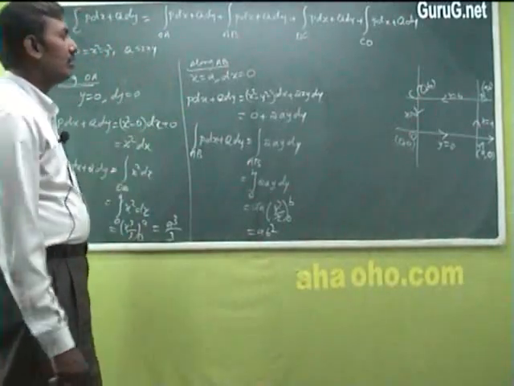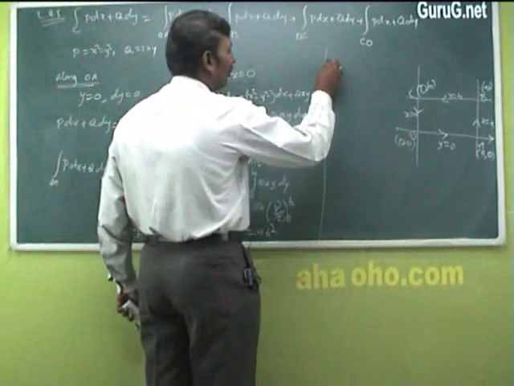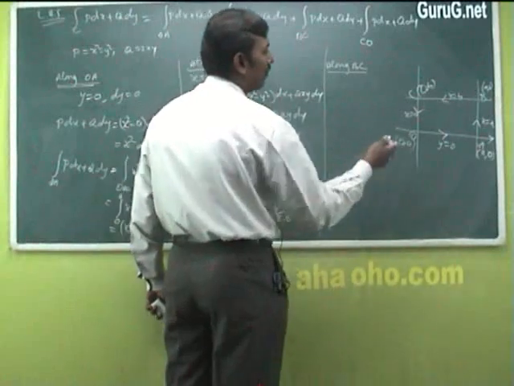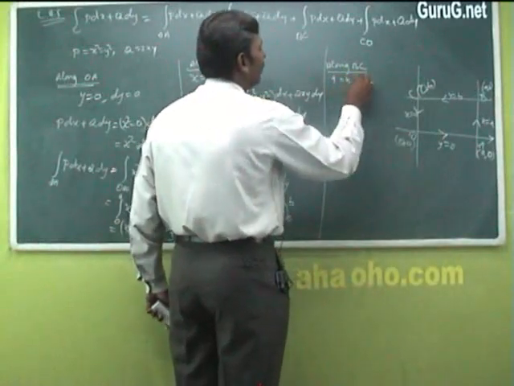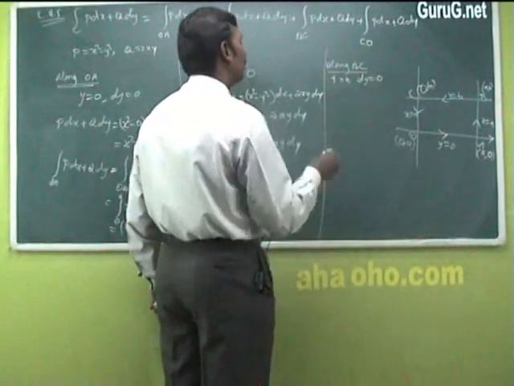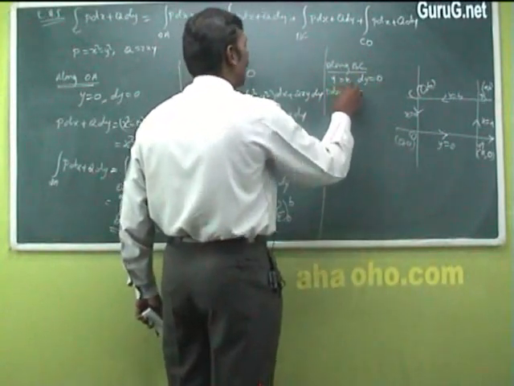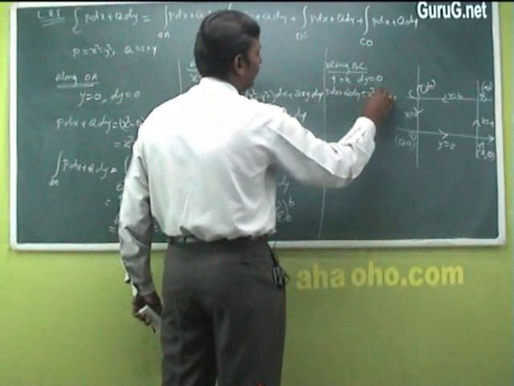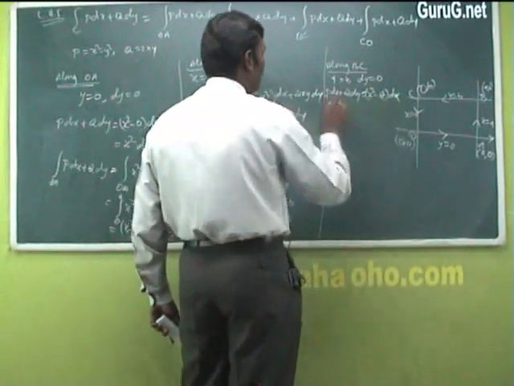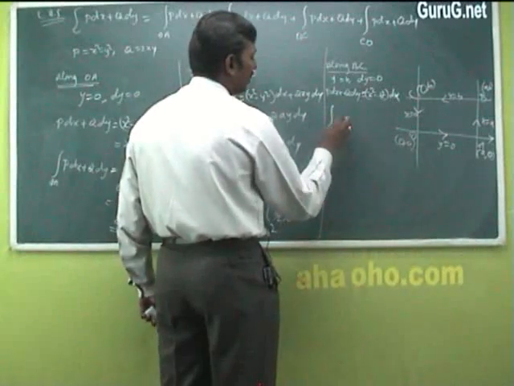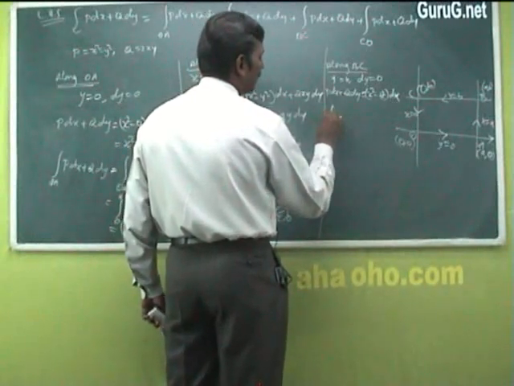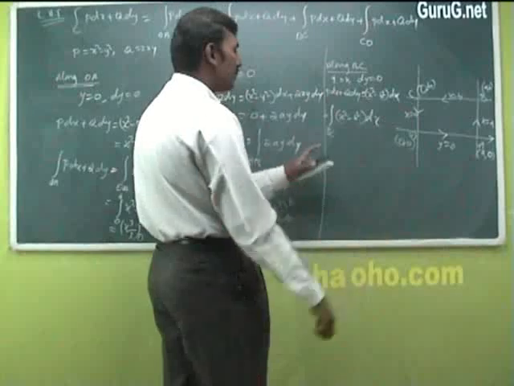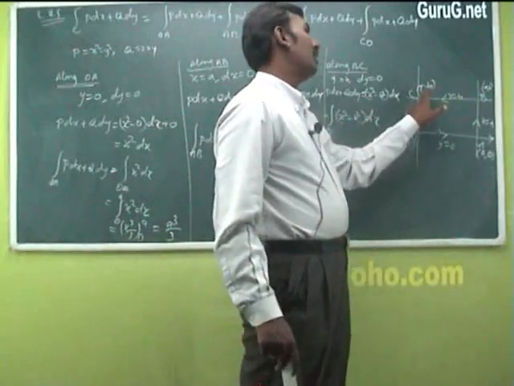Now along BC. Along BC, what will be the equation? y equal to b, which implies dy equal to 0. So we have p dx plus q dy equal to, with y equal to b, x squared minus b squared into dx, and this one is 0. So integral over BC p dx plus q dy equals x squared minus b squared into dx. In the line BC, x varies from a to 0, right?